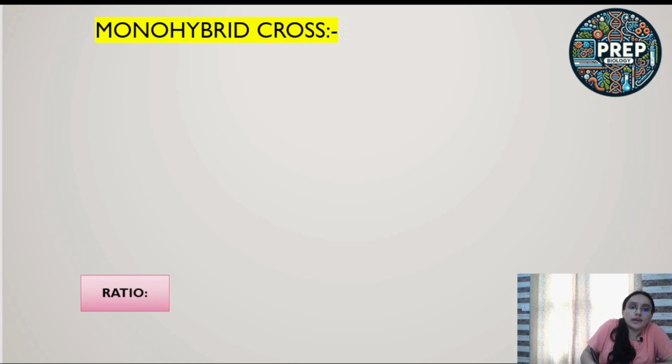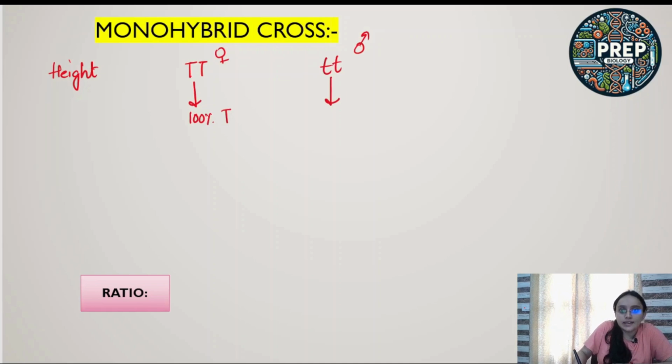Okay, so if we take the height of a plant, this is the character. One parent, the female parent, is pure tall, represented by capital T, and the male parent is dwarf in nature, so that is small t. If we form the gametes, they contain 100% capital T and 100% small t. Now they fuse with each other and form capital T small t.